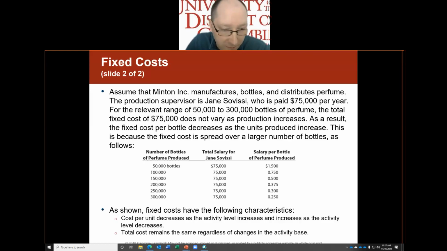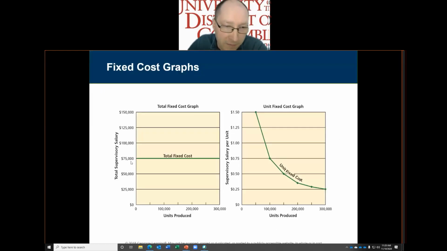So as we can see with fixed costs, the cost per unit decreases as the amount that we produce increases. And we also notice that the fixed cost, in this case the salary, remains the same regardless of the change in activity. Here's how it looks graphically. Now again, we know that the salary remains the same regardless of the number of units produced. However, the cost per unit reduces as the number of units produced increases.